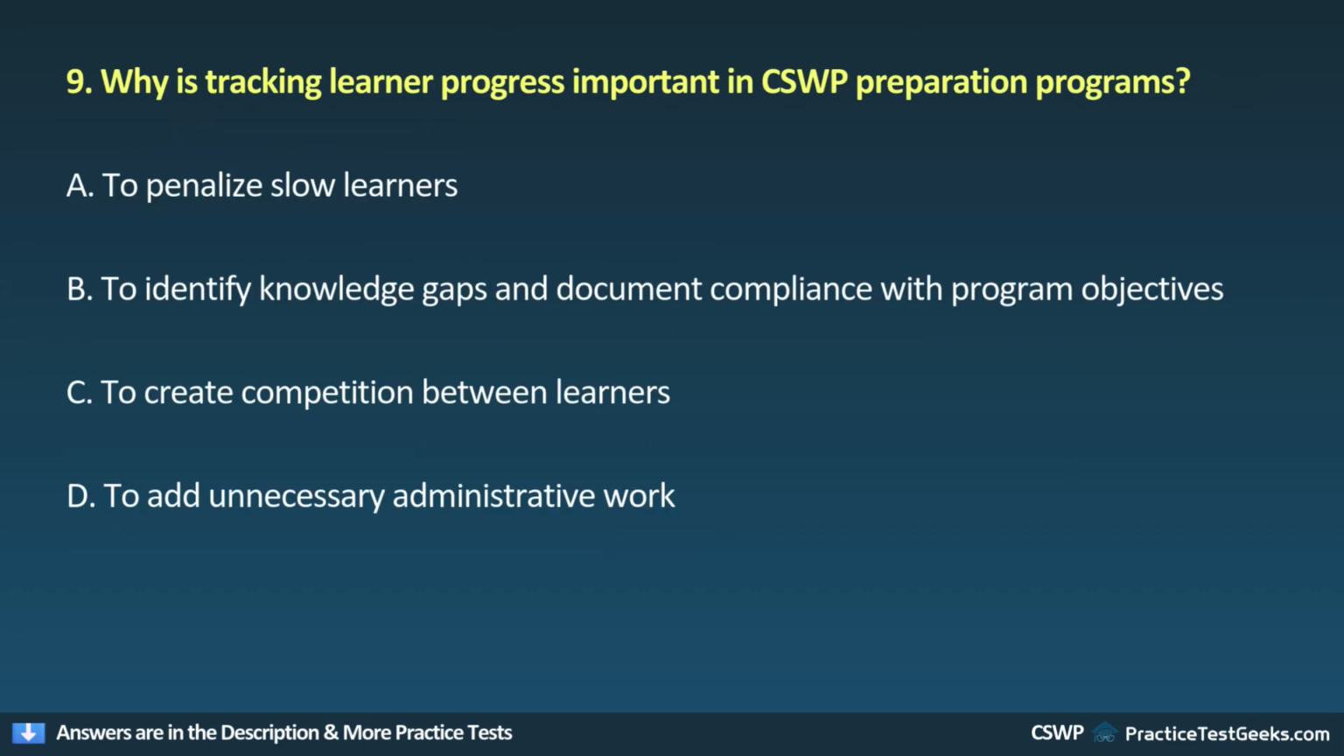9. Why is tracking learner progress important in CSWP preparation programs? A. To penalize slow learners. B. To identify knowledge gaps and document compliance with program objectives. C. To create competition between learners. D. To add unnecessary administrative work.